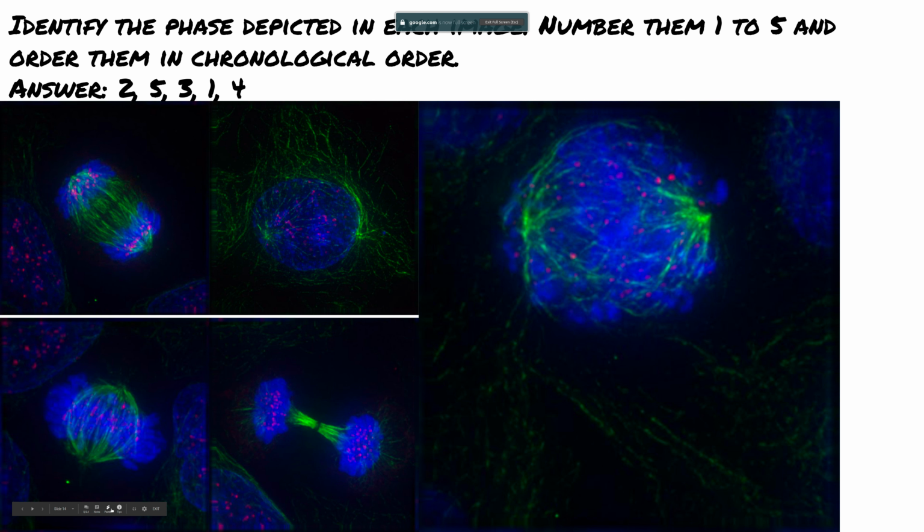So now the correct order is: this is prophase, this is prometaphase, this is metaphase, this is anaphase, and this is telophase.